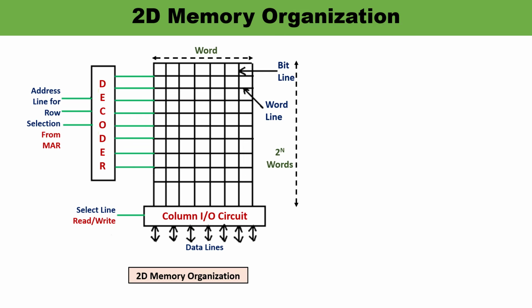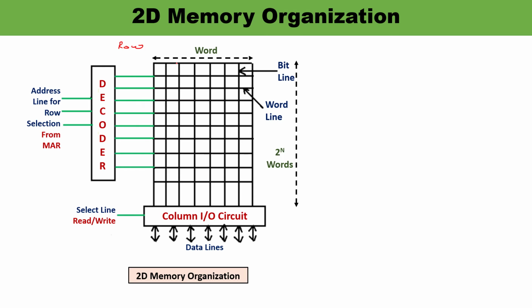Now, coming to the first kind of memory organization, which is 2D. 2D means two-dimensional memory organization. You can see this is a kind of matrix. In this organization, the memory is divided in the form of rows and columns. Here you can see there is a decoder and a column IO circuit. The decoder is used for the selection of rows, so you must remember that rows are selected using the decoder. The column IO circuit, meaning column input output circuit, selects the column depending upon which operation needs to be performed. I'll tell you in detail.